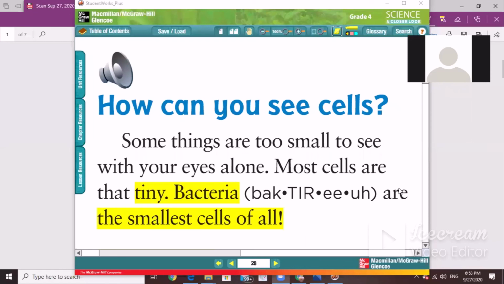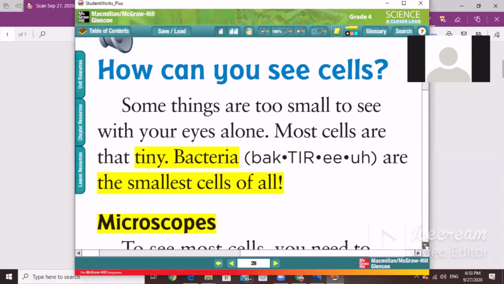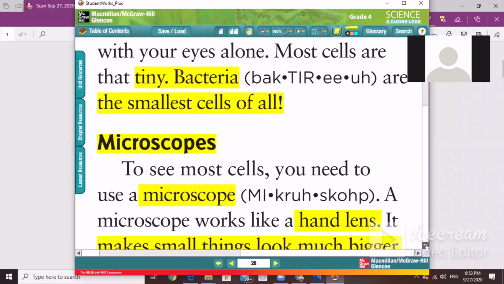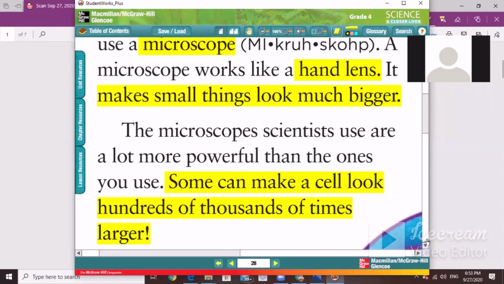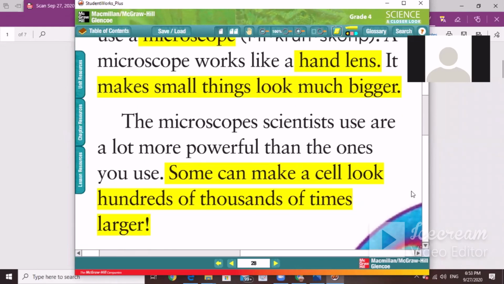I need someone else, guys. Saif, can you read? Yeah, read, please. Complete, microscope. Use a microscope. A microscope works like a magnifying glass, it makes small things look much bigger. The microscopes scientists use are a lot more powerful than the ones you use. Some can make a cell look hundreds of thousands of times larger. Thanks a lot, my dear friend.